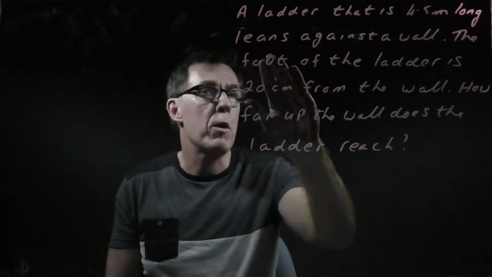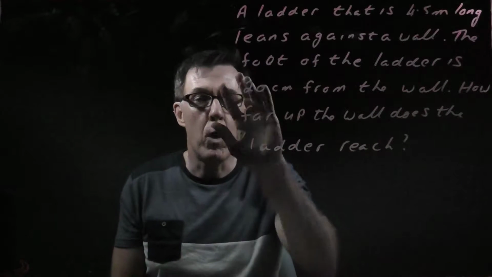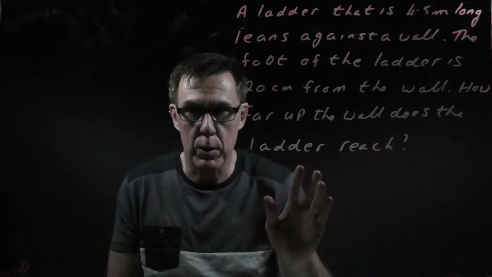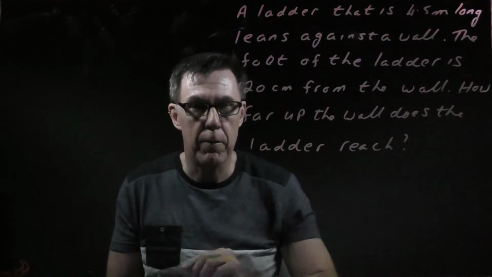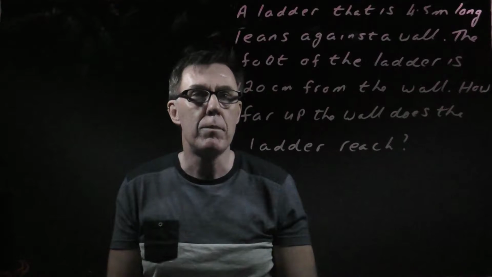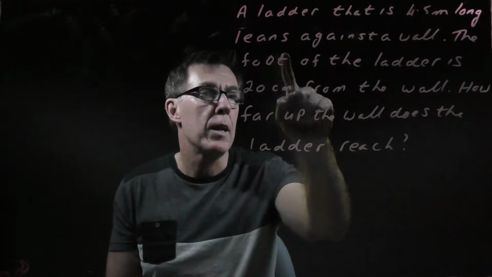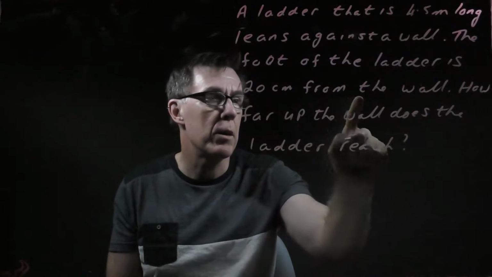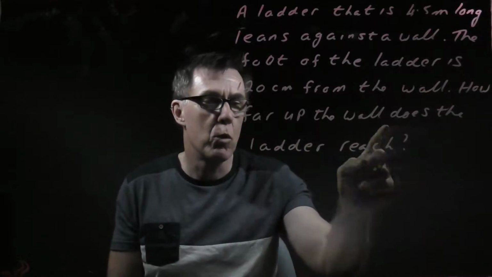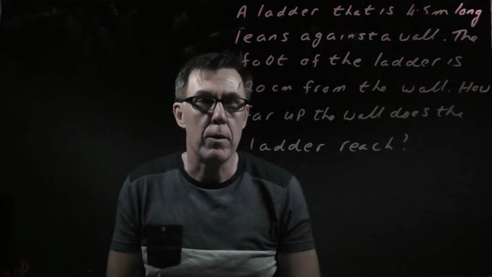First of all, we read through. With these word problems, I always advise you, read it through once and don't write a single thing down. Then read it the second time and begin writing things down. Get a feel for what the question is talking about. So first read it. A ladder that's 4.5 meters long leans against a wall. The foot of the ladder is 120 centimeters from the wall. How far up the wall does the ladder reach? So we've got some idea what the question is about now.